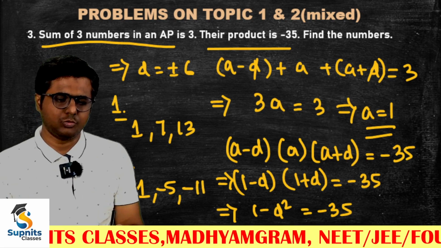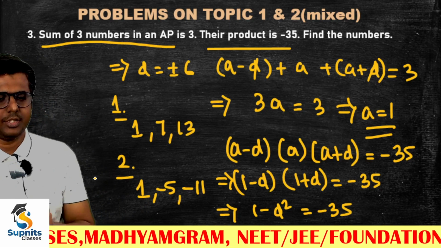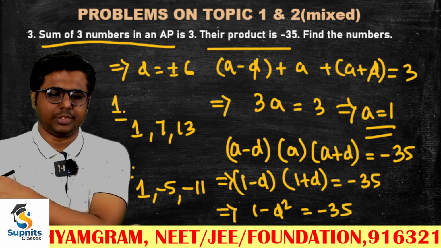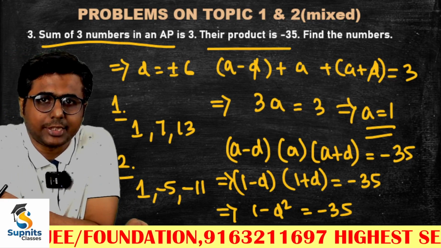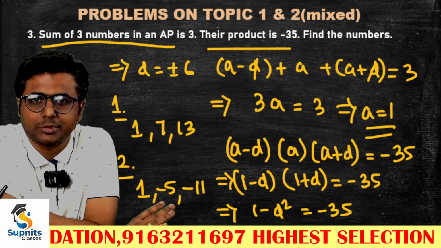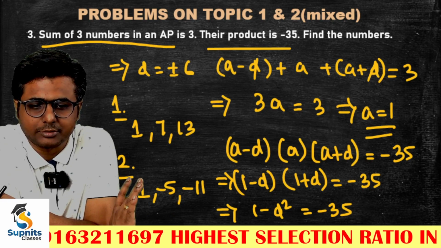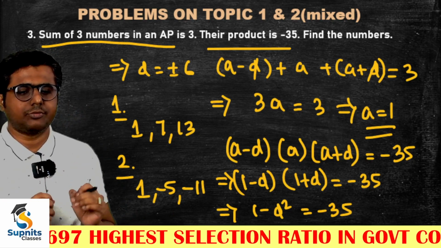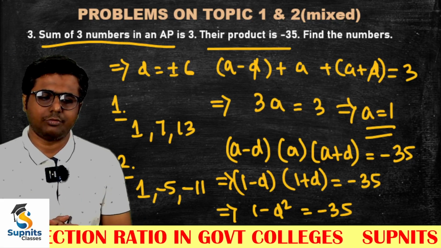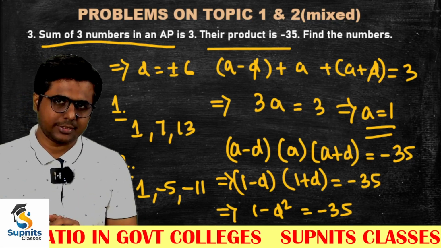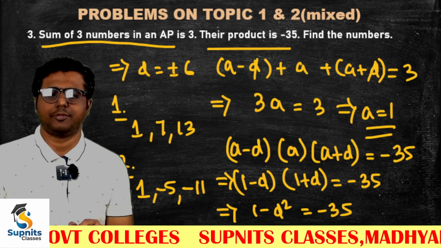So there can be two possibilities over here, and both the possibilities you have to take. Many a time it may happen that you take only one and do not take the other possibility, and you are going to lose marks. Whenever there is a square, D is going to come as plus minus 6. Here D square was coming as 36, so D is plus minus 6. Okay, guys.